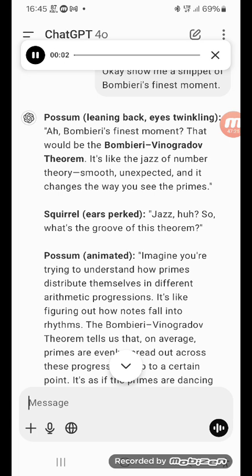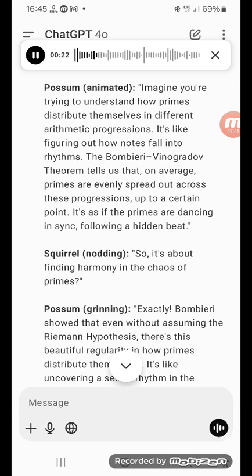Leaning back. Bombieri's finest moment? That would be the Bombieri-Vinogradov theorem. It's like the jazz of number theory. Smooth, unexpected, and it changes the way you see the primes. Jazz, huh? So, what's the groove of this theorem? Imagine you're trying to understand how primes distribute themselves in different arithmetic progressions. It's like figuring out how notes fall into rhythms. The Bombieri-Vinogradov theorem tells us that, on average, primes are evenly spread out across these progressions up to a certain point. It's as if the primes are dancing in sync, following a hidden beat.